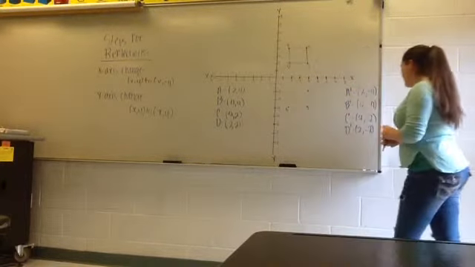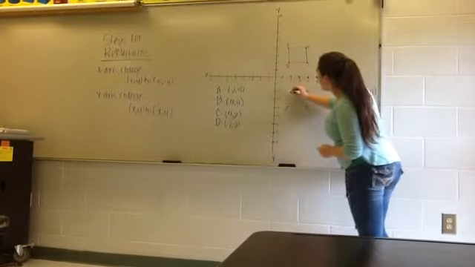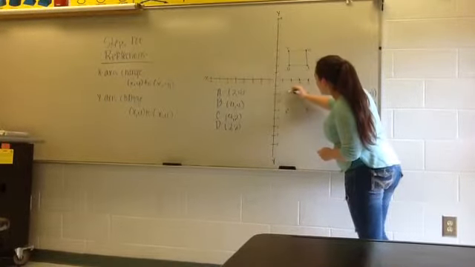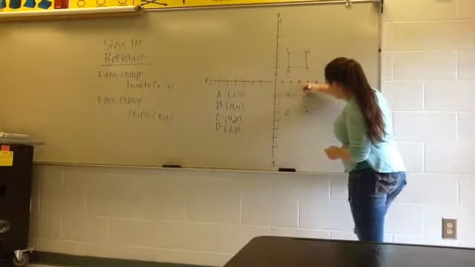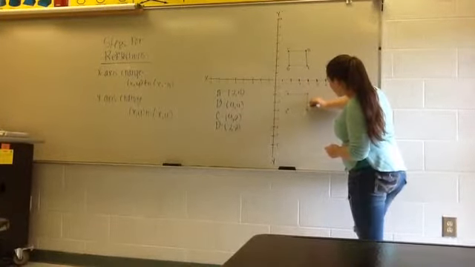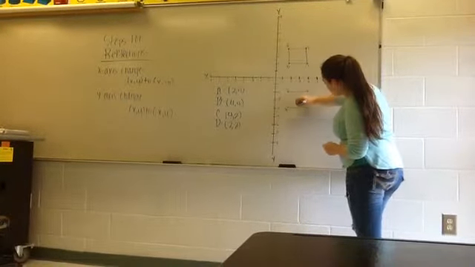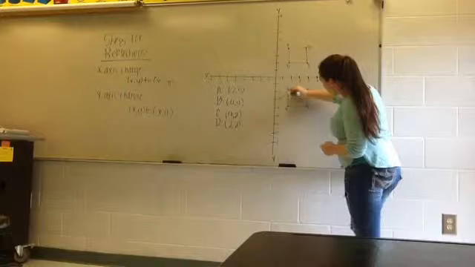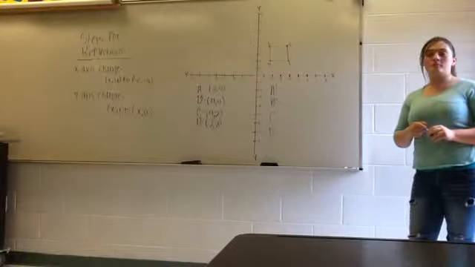And for D, we have 2, -2. So we're going to go over 2 and down to -2. And that is our new D coordinate. Now we're going to connect our lines. And that is our reflected image across the x-axis.